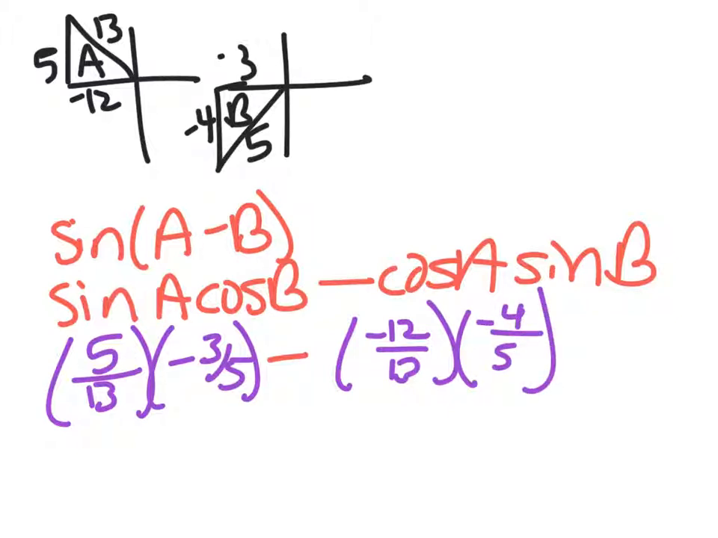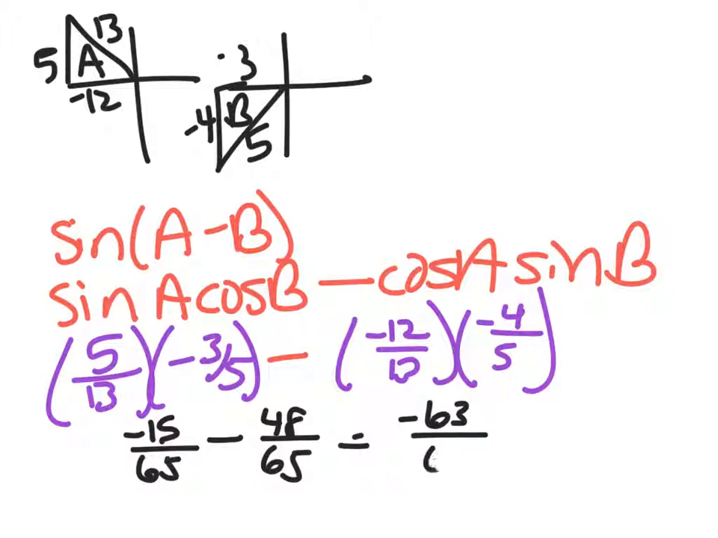You should not have any of these fractions repeating. Except if it's a 45-degree one, you have square root of 2 over 2's. But if these are two different things, you should not have the same one. So then we're just going to multiply. 5 over 13 times negative 3 over 5 gives me negative 15 over 65. And then a minus and a minus will give me a minus. 12 times 4 is 48 over 65. And when you put it together, you get negative 63 over 65.